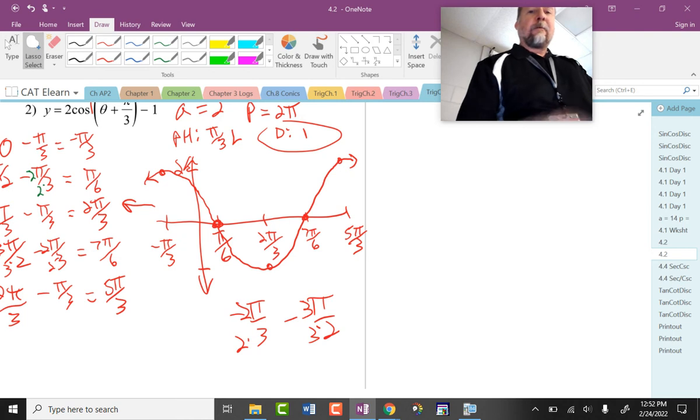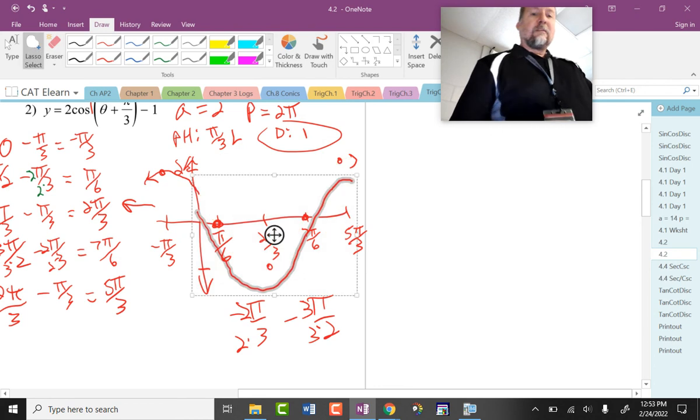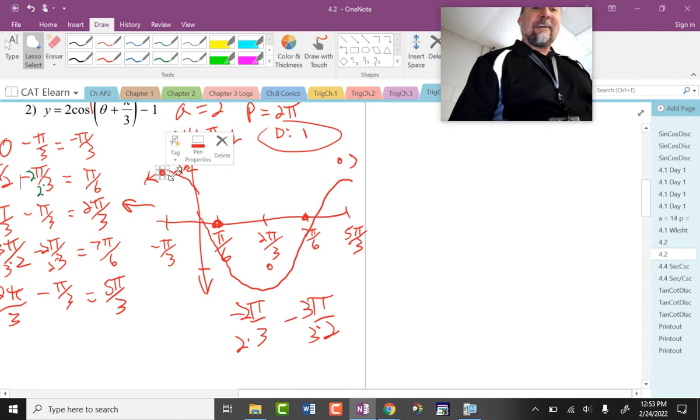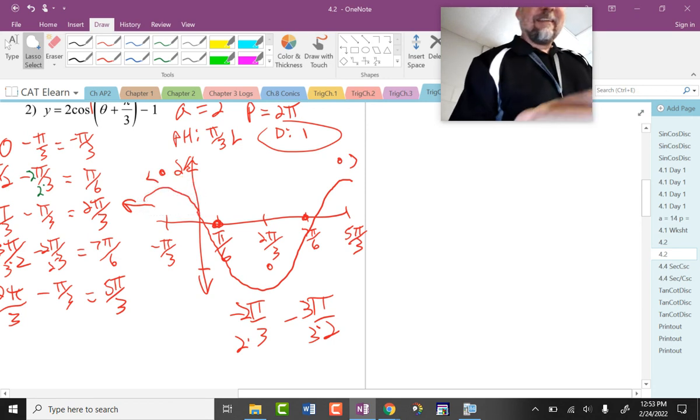You know what you can do? On your paper, you can select your graph and just move it down one. There you go. Done. All right, good. All right, that's just the point. Okay. There you go.